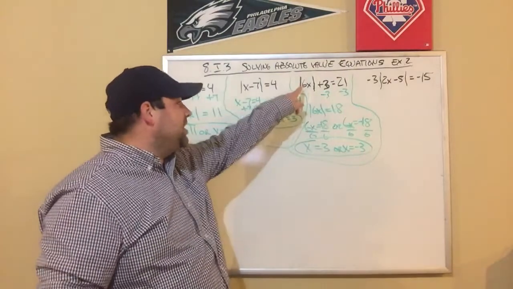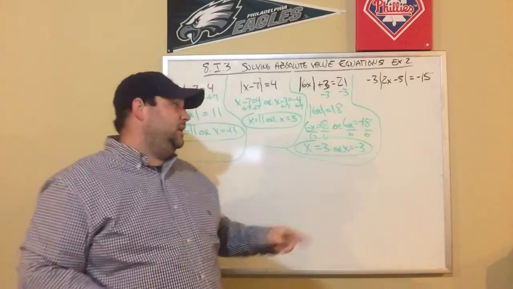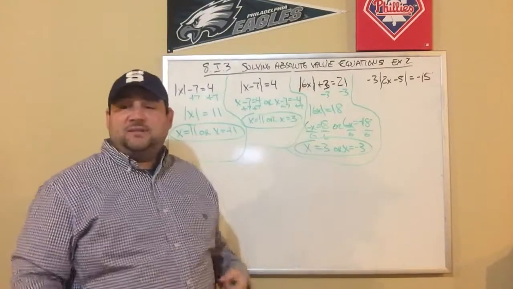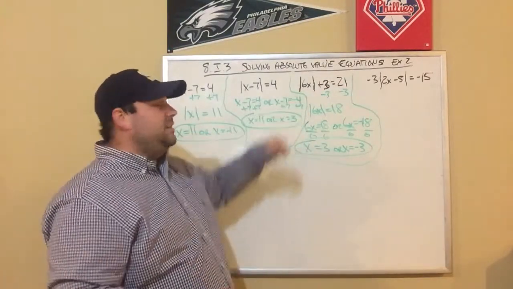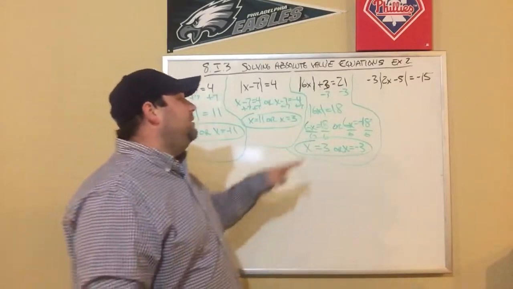If I were to check it, 6 times 3 is 18. The absolute value of 18 is 18. Plus 3 is 21. If I were to try negative 3, 6 times negative 3 is negative 18. The absolute value of negative 18 is 18. Plus 3, 21. So it works. All right, let's check our last one.